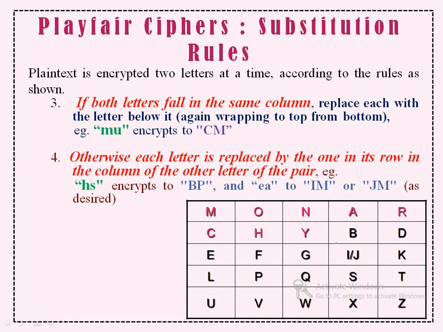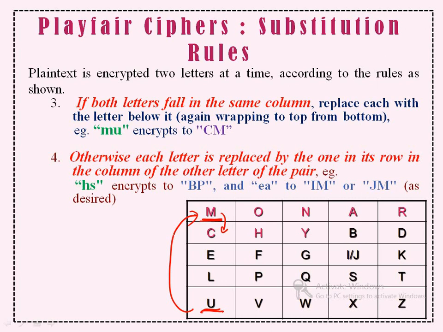Third rule: if the letters fall in the same column, in the same way, downward we will go. That means replace each with the letter below the letter we are looking at. For example, as you can see, M and U. M is over here, U is over here. They fall in the same column. So what you have to do is wrap around. M needs to be replaced by C and U needs to be wrapped around like this. So instead of MU, it is now going as CM.